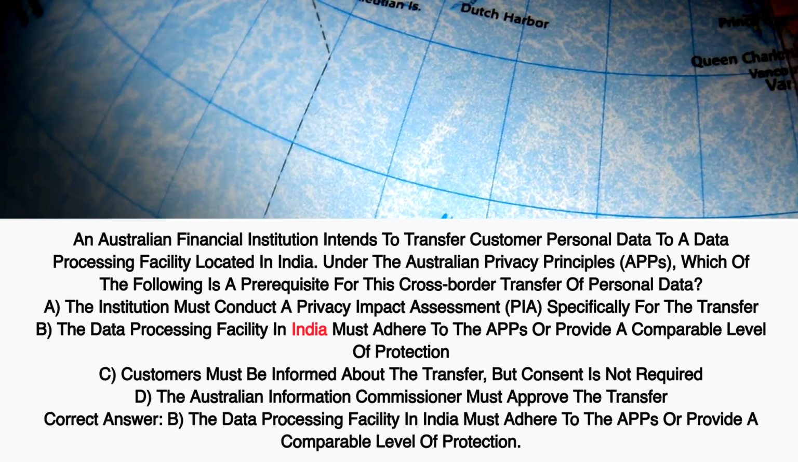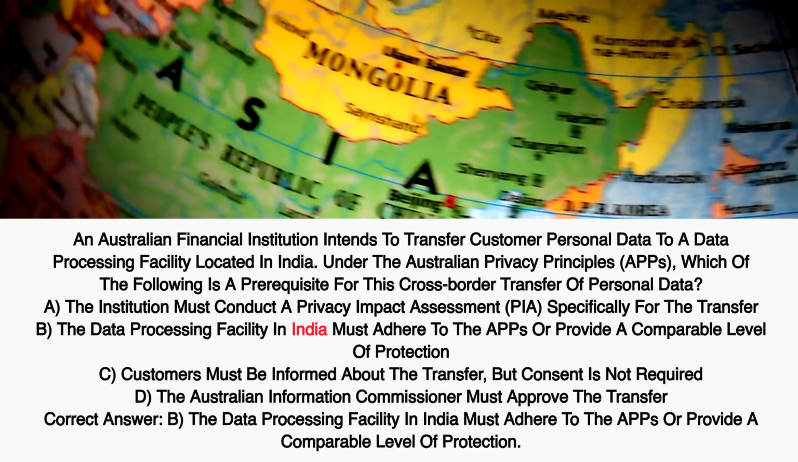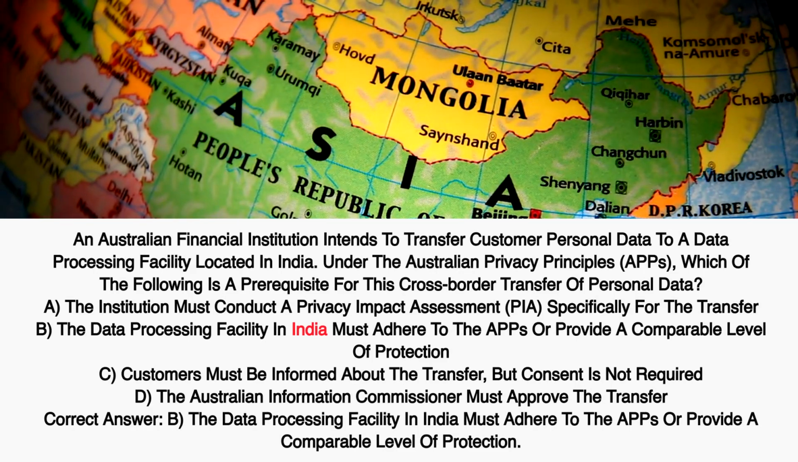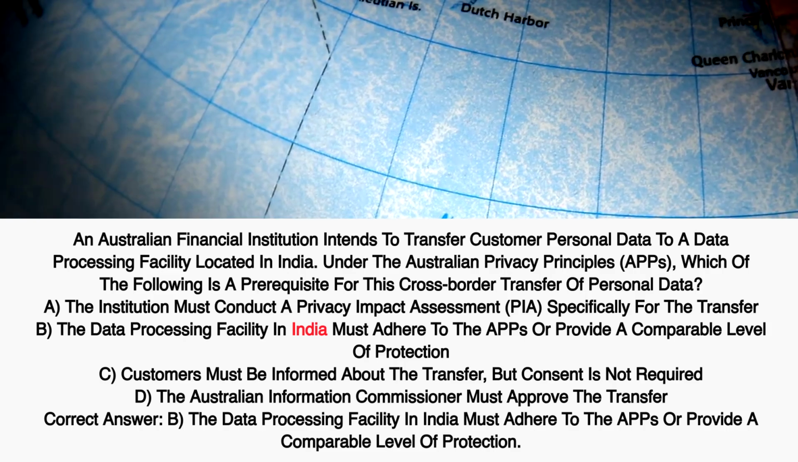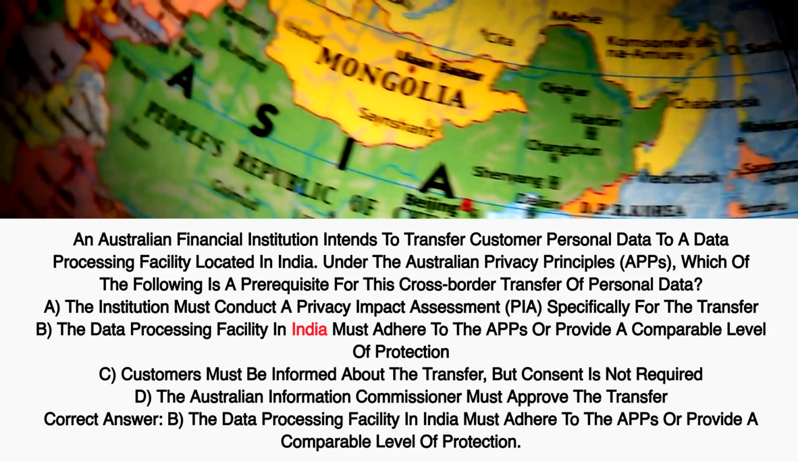An Australian financial institution intends to transfer customer personal data to a data processing facility located in India. Under the Australian Privacy Principles, APPs, which of the following is a prerequisite for this cross-border transfer of personal data? A. The institution must conduct a privacy impact assessment, PIA, specifically for the transfer. B. The data processing facility in India must adhere to the APPs or provide a comparable level of protection.